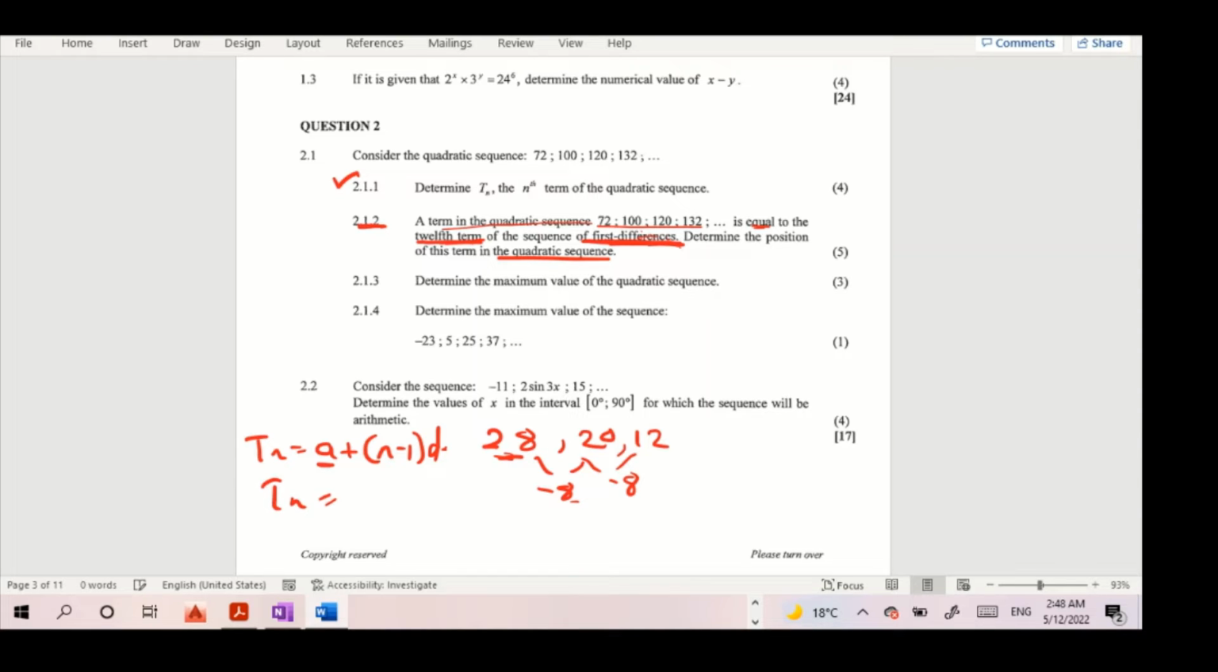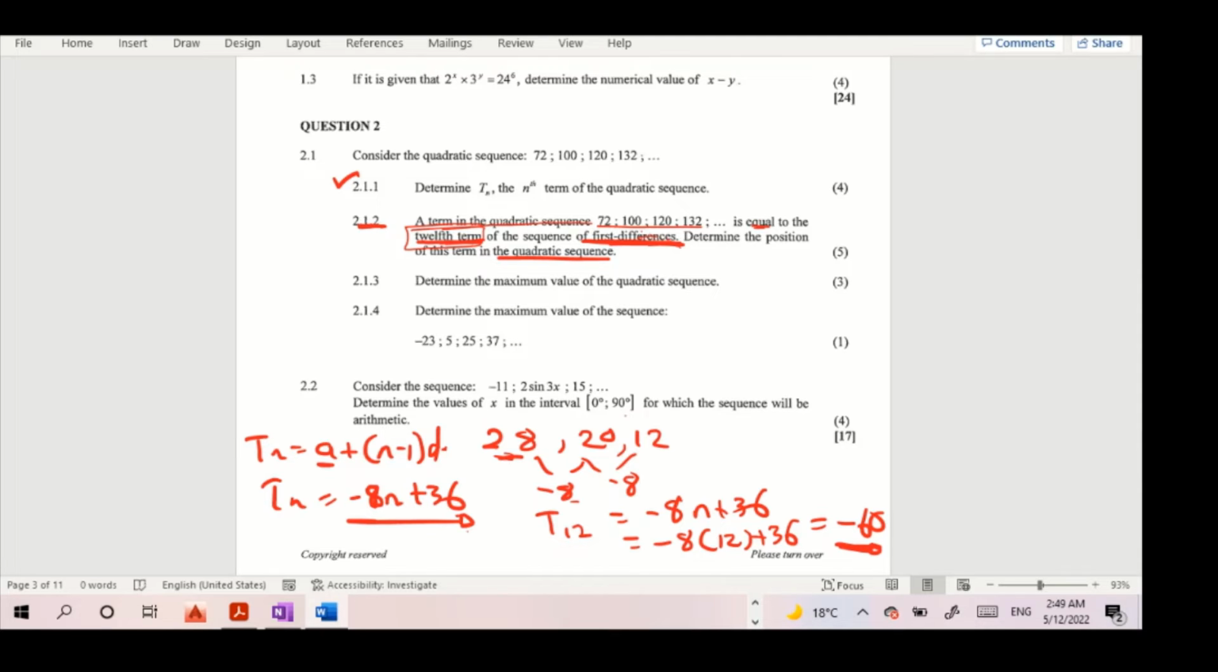Your Tn should be equal to -8n plus 36. So this is the equation of your first difference of the sequence. Then they're telling you that the term is equal to T12, the 12th term, of -8n plus 36. So where there's n, you're going to put 12: -8 times 12 plus 36, so you're going to get -60. So now you found the T12 of the first difference.